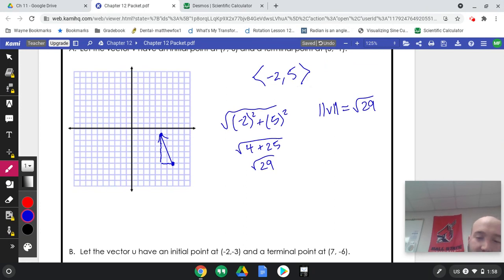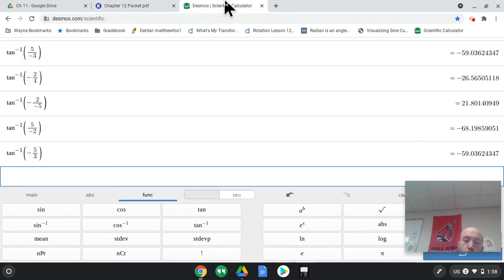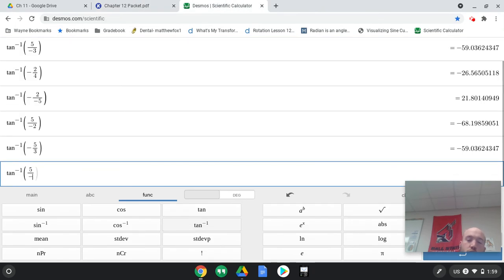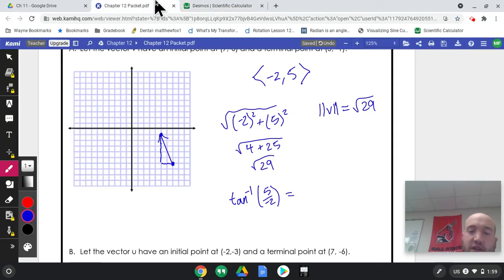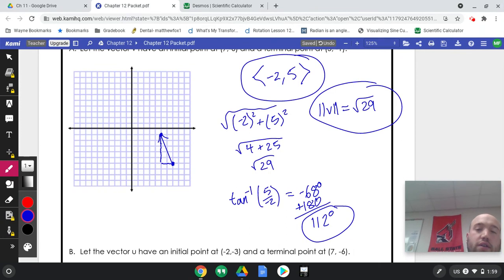Okay, so we do inverse tan of 5 divided by negative 2. We get negative 68.1, so we round negative 68. We actually had looked at this on the other side, but negative 68 degrees. Don't forget it's in quadrant 2, so we got to add 180 to it. And our final answer, 112 degrees. So the three answers we actually care about right here, right here, right here.